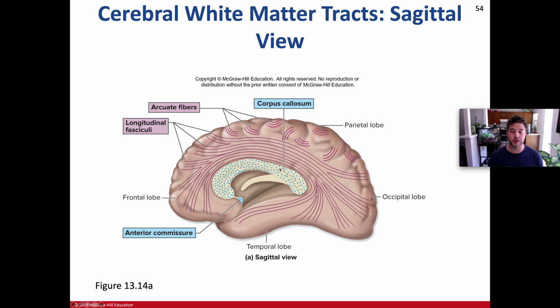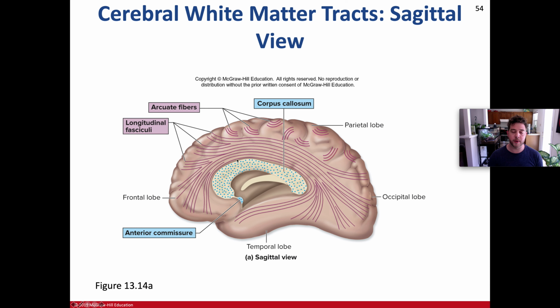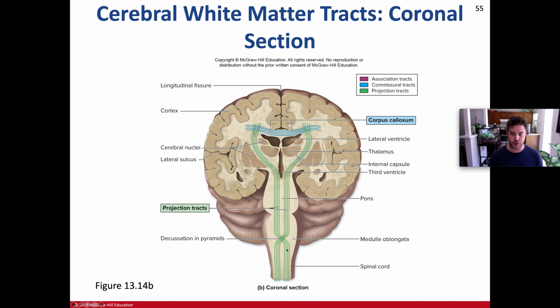You have your corpus callosum, which is your association tract. Wait, did I say that right? No, commissural tract. Association tracts are the purple ones. Commissural tracts are the ones connecting between the two hemispheres, your corpus callosum. And then you have your projection tracts, which are these longer ones connecting the higher brain to the lower brain.